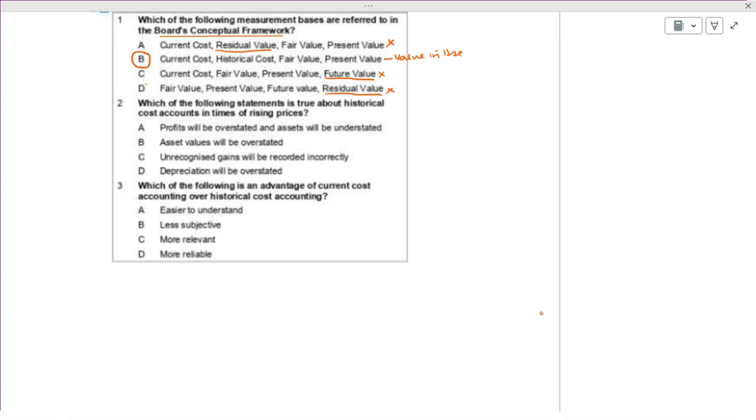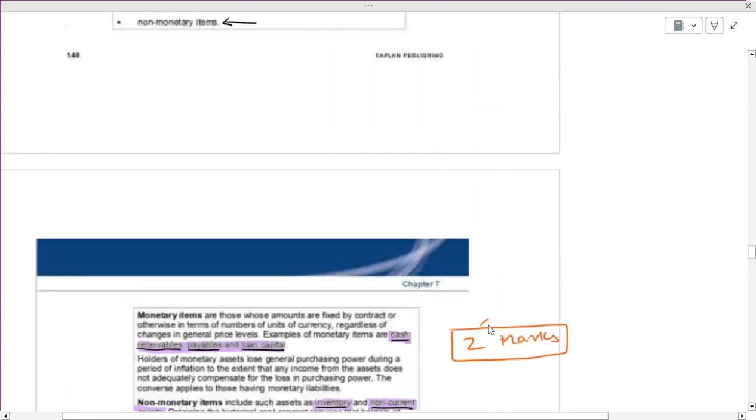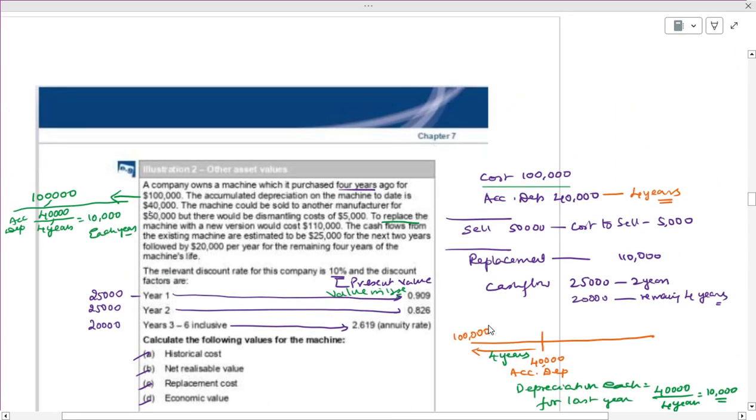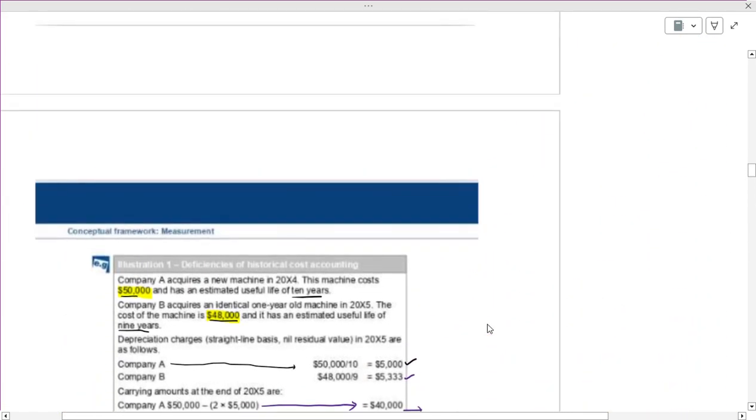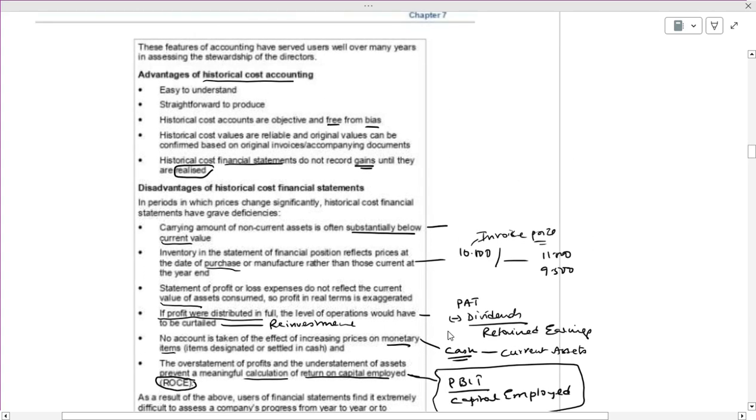Which of the following statements is true about historical cost in times of rising prices? In times when prices are rising, is it right? When prices are rising, you understand, historical cost. We will go with the historical cost once. We have not done that much in detail. Now again, once we will say where the historical cost is there. This is the historical cost.